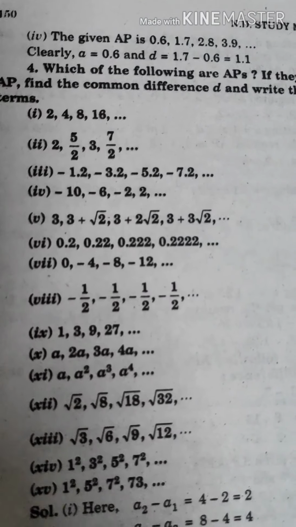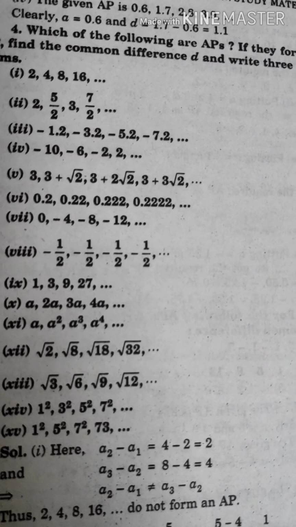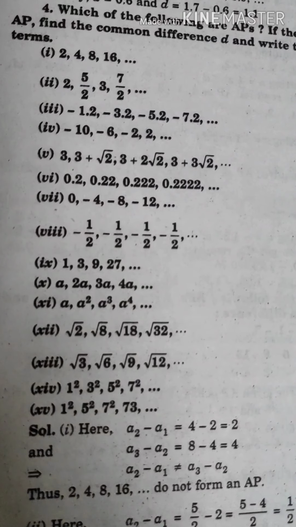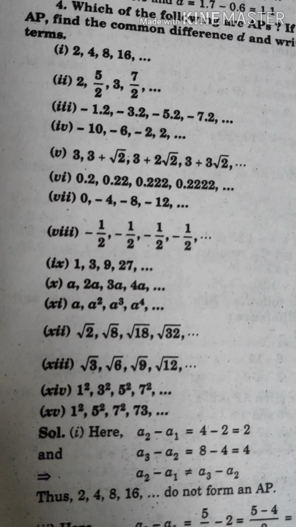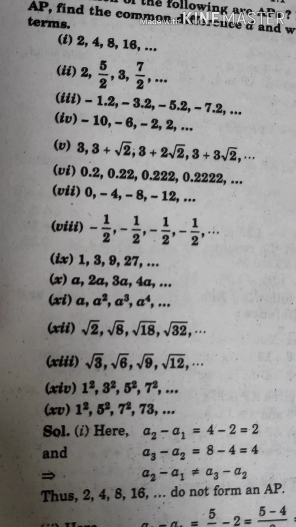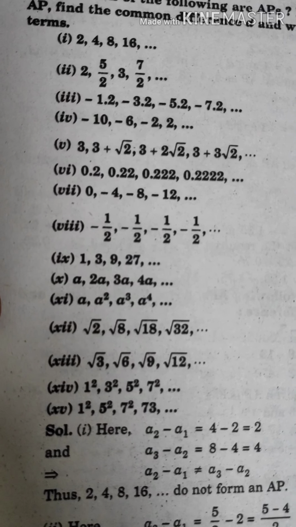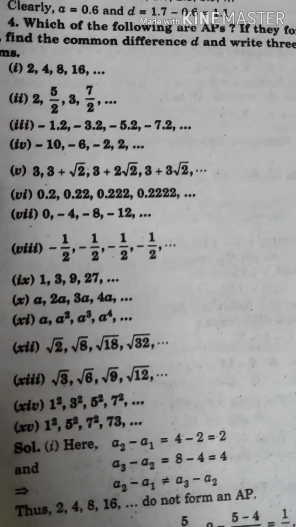Which of the following are APs, and if they form an AP, find the common difference D and write 3 more terms. The first series is 2, 4, 8 and 16. The second series is 2, 5 by 2, 3 and 7 by 2. Now let us see how it has to be done.